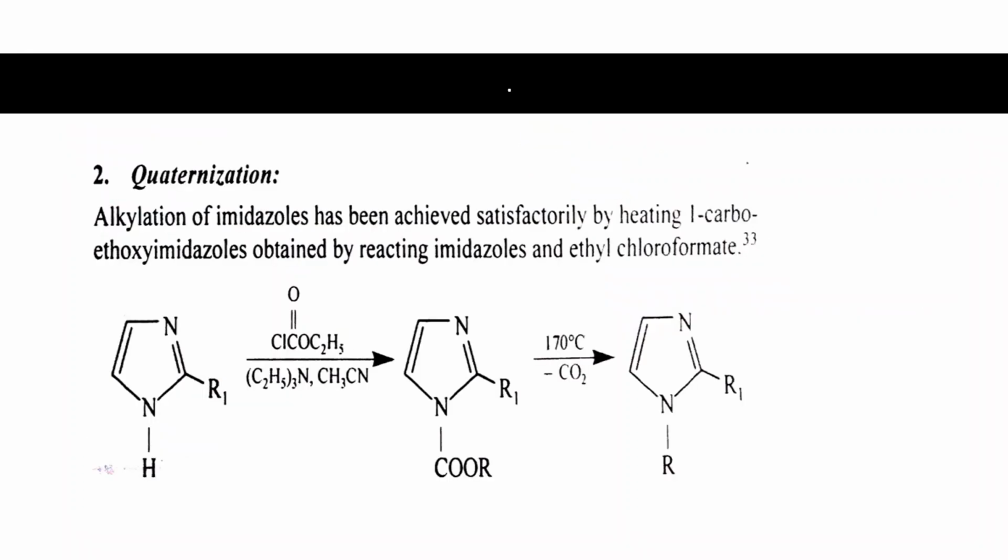It undergoes quaternization. Alkylation can also be achieved by heating 1-carboethoxy imidazole, obtained by reacting imidazole with ethyl chloroformate. So you can do the alkylation another way. You treat it with ethyl chloroformate and heat it. This is followed by decarboxylation. Once it undergoes decarboxylation, you get an alkyl substituted imidazole. So these are the two ways for the synthesis of an alkyl imidazole. If you just want an alkyl imidazole, you can prepare it this way.